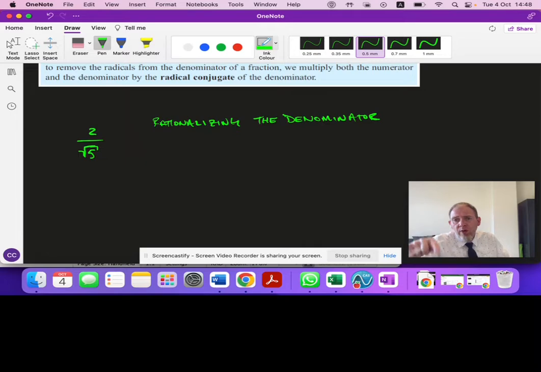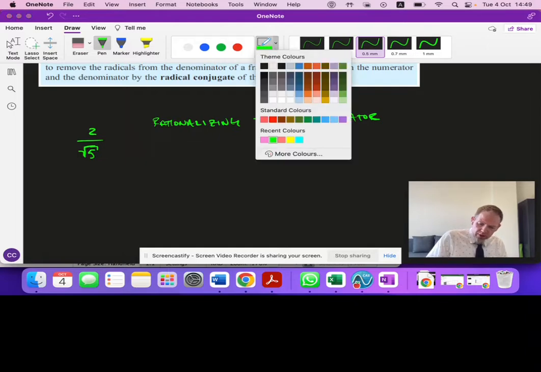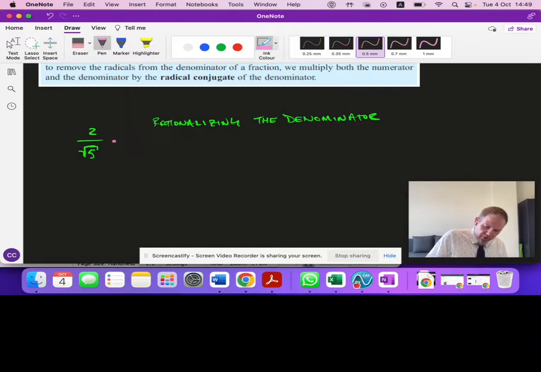Basically, we want to turn that denominator into a rational number. As a surd, it's not rational. We don't like that. So it's a fraction. In general, we can multiply fractions by 1 and still have the same fraction. So we're going to use that trick of multiplying by 1, and I'm going to multiply this by something that's going to get rid of my radical.